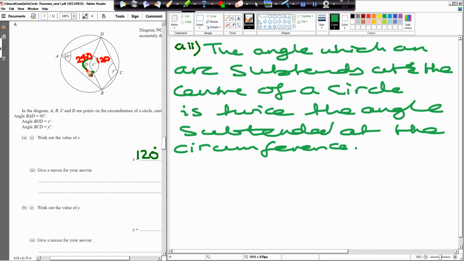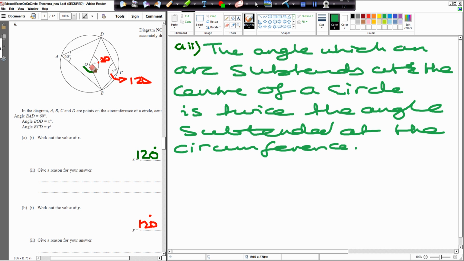This angle here is double this angle here. So y will be equal to 120. So y is also equal to 120. Why is that? Well, we kind of did it the long way. I'm going to quickly rub that out and give you the quicker way. That is one way we could have done it.